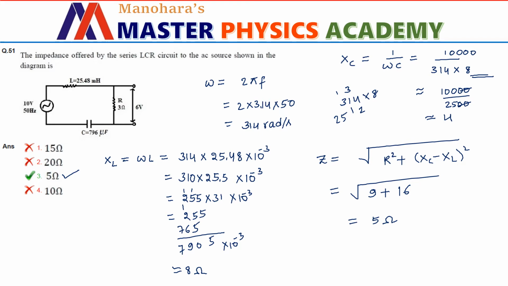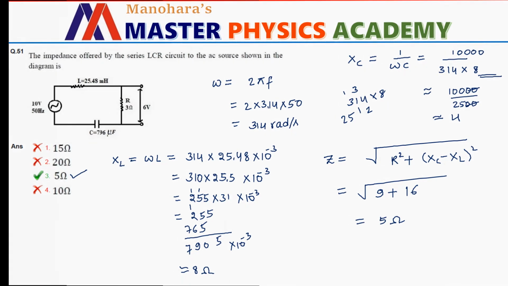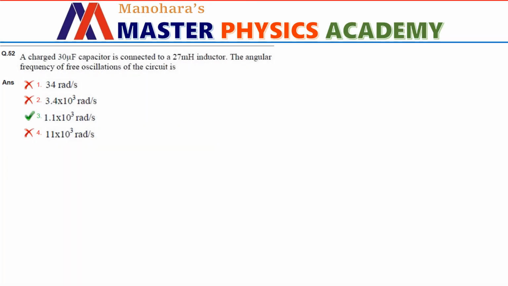Let us move on to the next question, question number 52. A charged 30 microfarad capacitor is connected to a 27 millihenry inductor. The angular frequency of free oscillations of the circuit is. So here the formula is omega, that is angular frequency, equal to 1 divided by root of LC. L is inductance, C is capacitance.